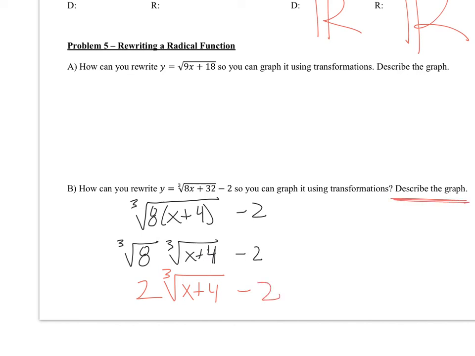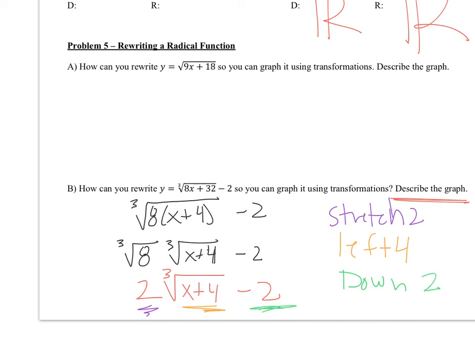Now, this is asking you to describe the graph. So what is the transformation? Basically, that's what it's asking you to do right here. So I have a stretch of 2. That's this right here. I would have moving left 4. That's this right here. And finally, I would have down 2. And that's because of this right here. So that would be B. So pause. Or actually, just do A. You don't even have to pause it because we're done.